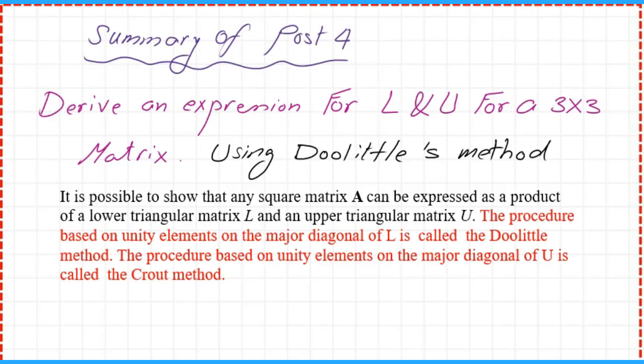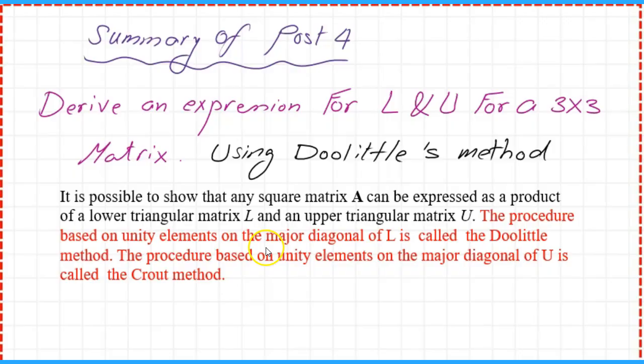We are going to talk about post number 4, or the fourth video. We want to derive an expression for the lower and upper matrices for a 3 by 3 matrix. L stands for the lower matrix and U stands for the upper matrix. We are going to use Doolittle's method.